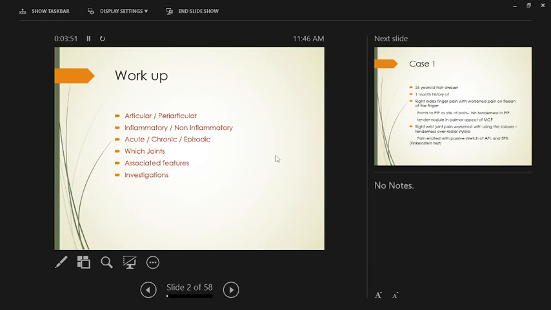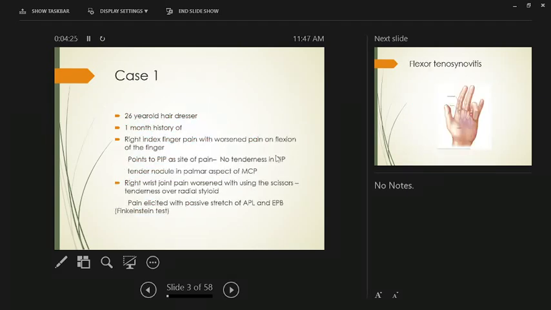And then we must look at which joints have been involved. So basically how many joints, whether it's mainly small joints of the hands, or large joints of the lower limbs, whether there are many joints or just a few joints. That would also help us come to a diagnosis. Then we must look at other associated features like skin rashes, bowel symptoms, and so on. And then finally we should come to the appropriate investigations. So what I'm going to do is discuss each and every topic under cases.